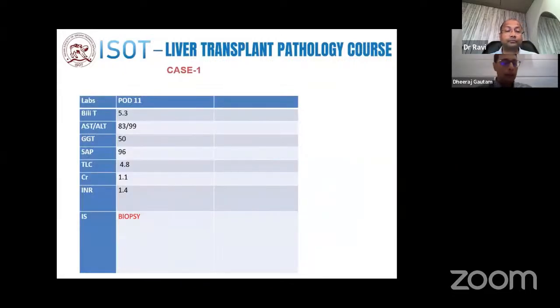So now I will take it case wise. We received the biopsy on POD 11. Bilirubin was 5.3. AST and ALT are mildly increased. GGT was 50. Alkaline phosphatase 96. TLC 4.8. Creatinine 1.1. INR 1.4. And the biopsy was done.